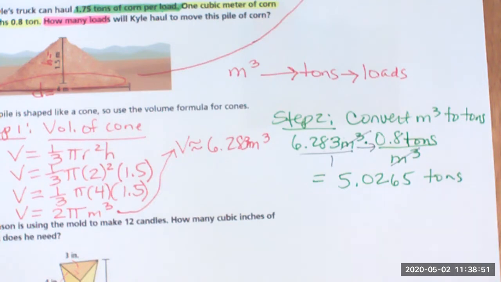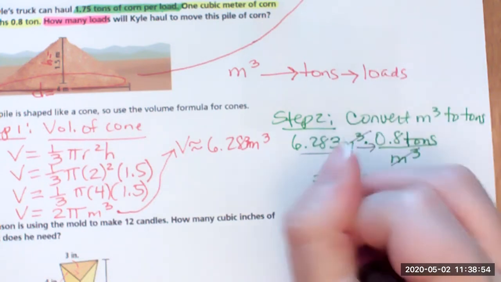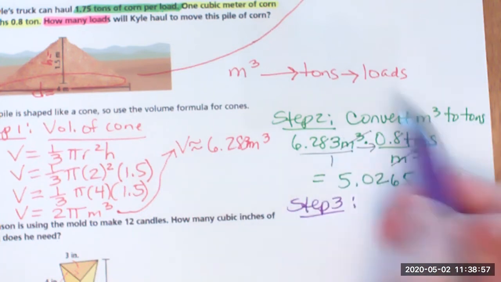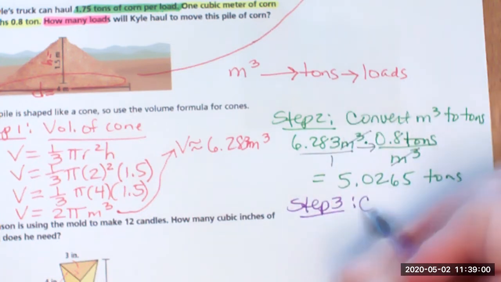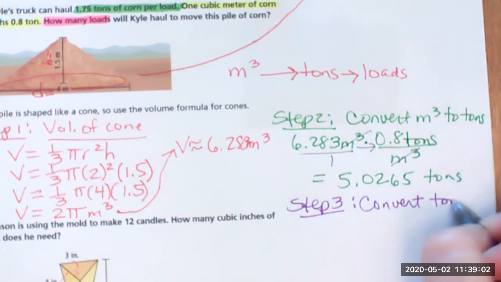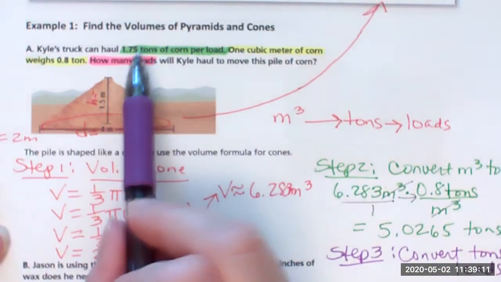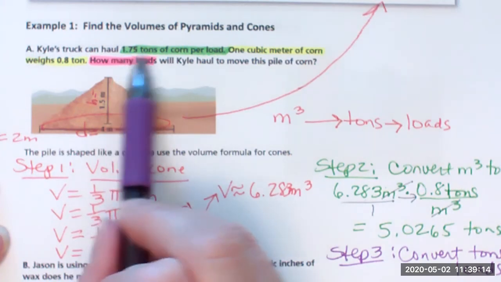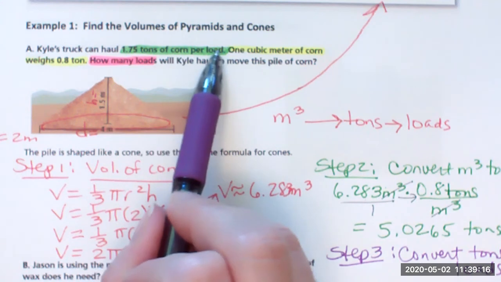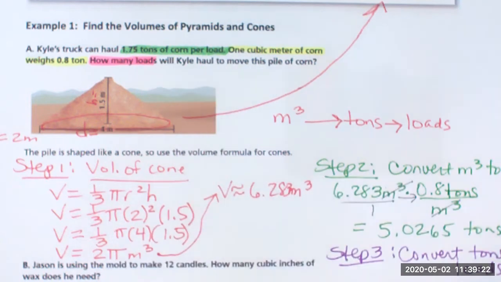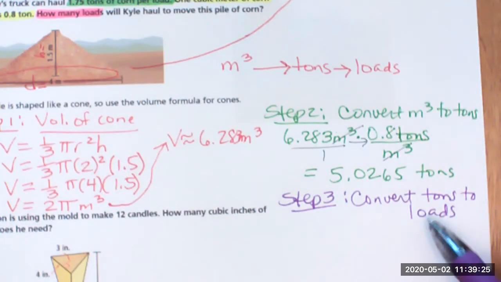Okay, now finally, step 3. Okay, so step 3, we need to convert tons to loads. Okay, so let's look back up here at our information. It says that there are 1.75 tons of corn per load. Okay, so again, I can use a conversion factor here. Many of you would know to divide the number of tons by the number of tons per load.